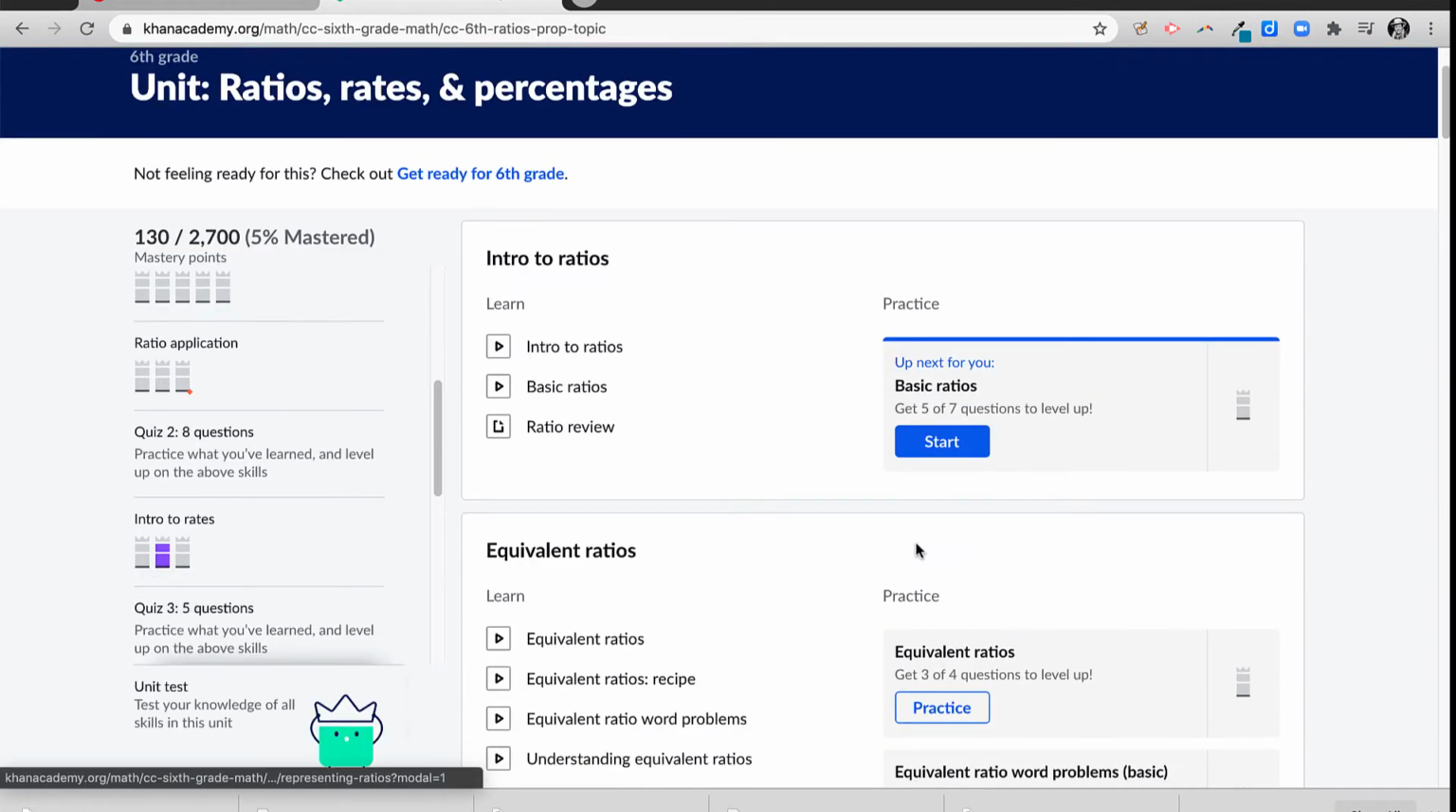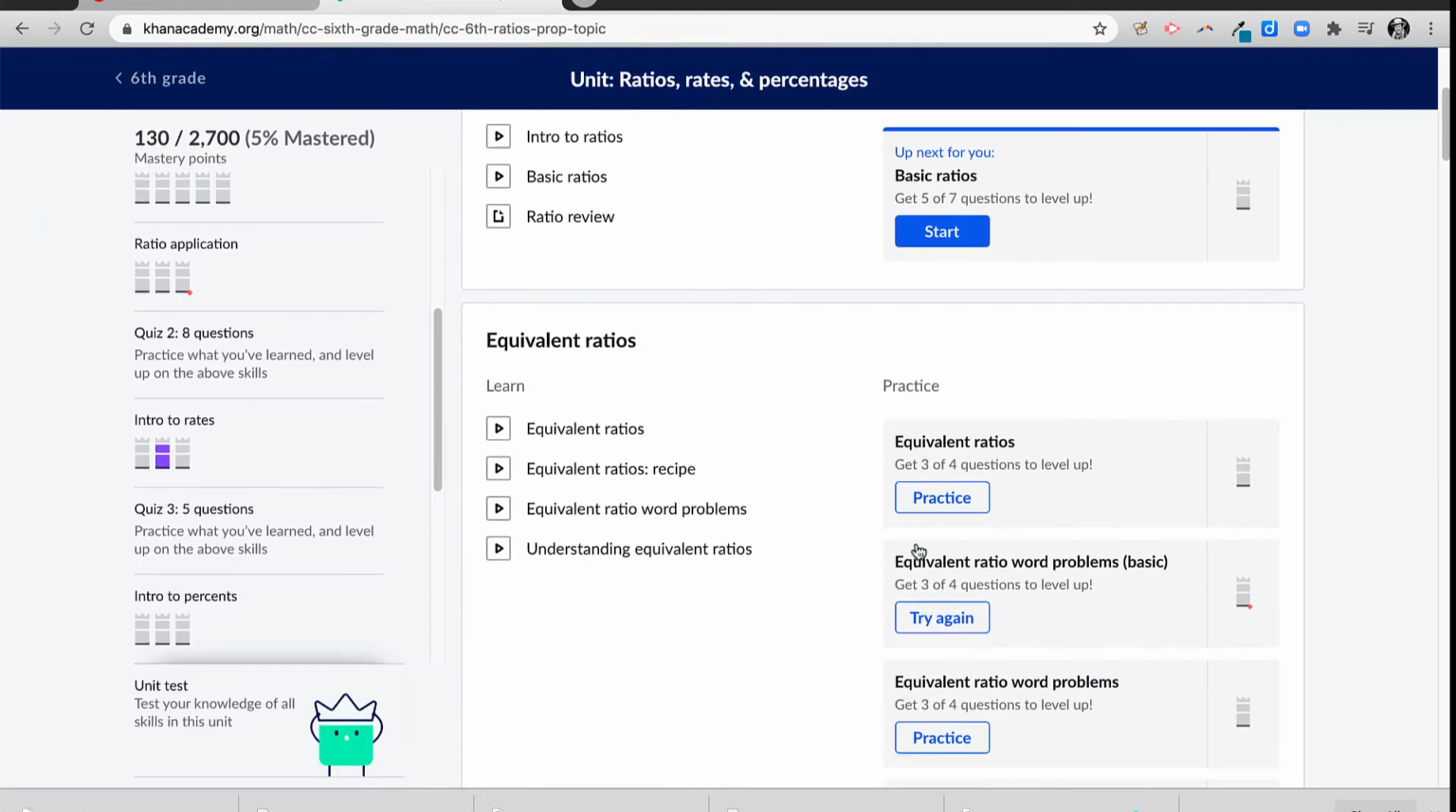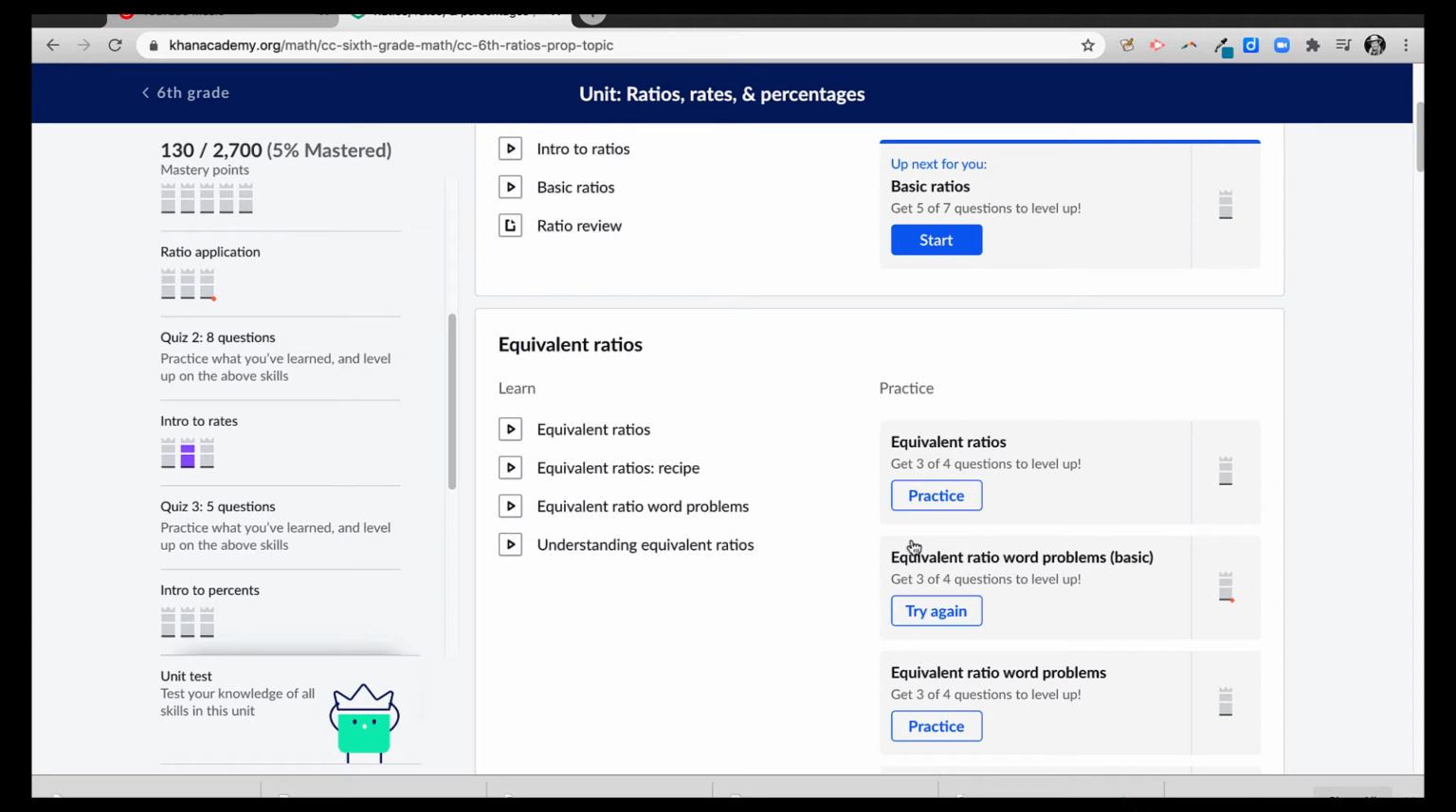Within the unit, you have Khan instructional videos and also practice questions. There is a progress bar off to the right for each of these skills. This can also be a great way to find a skill you need to work on and get many attempts to learn and practice the concepts.